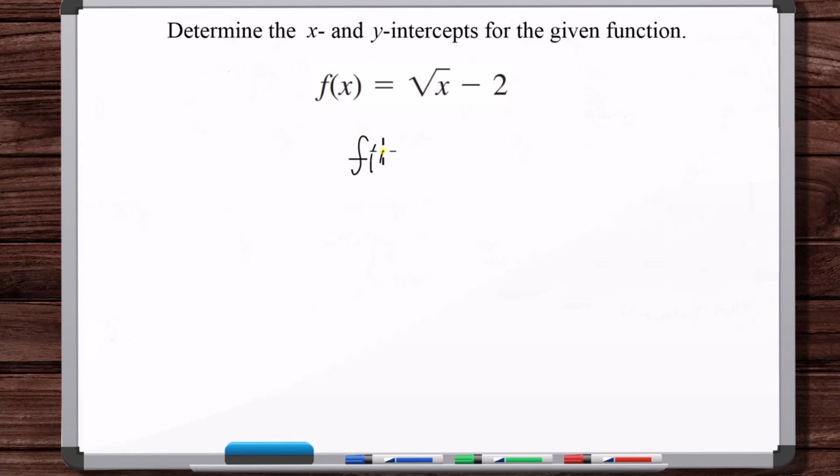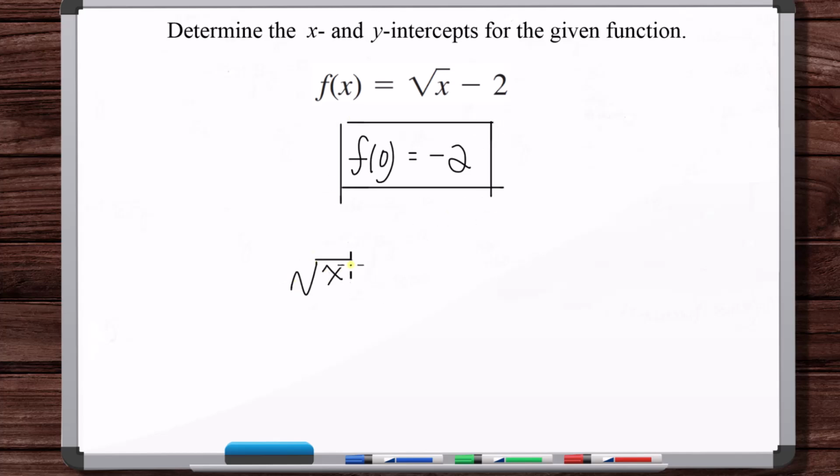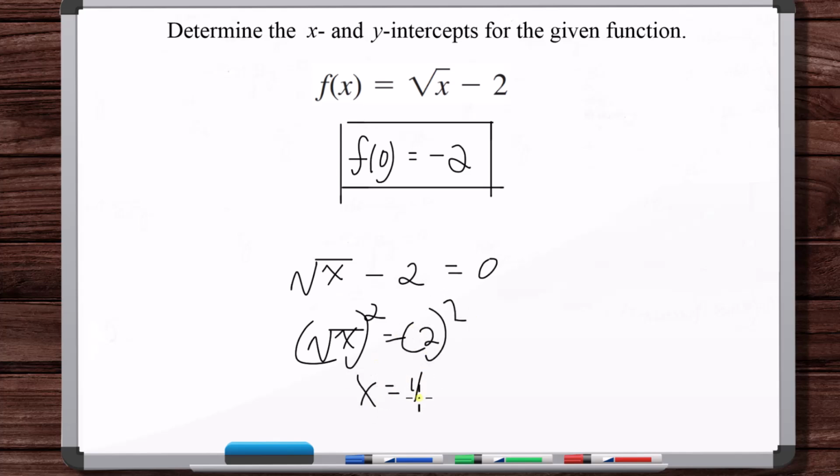Okay, f of 0 is the y-intercept. That's going to be minus 2. Now we solve this radical equation: add 2 to both sides, square both sides, x is equal to 4. But with a radical equation we need to check for extraneous solutions. So the principal square root of 4 is 2, 2 minus 2 is 0, so there we go.